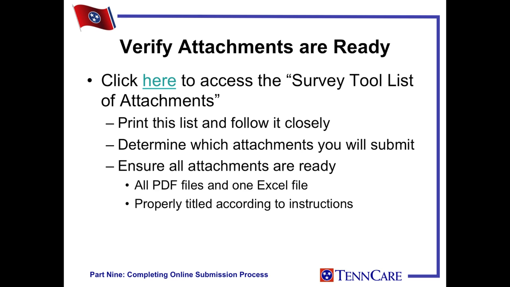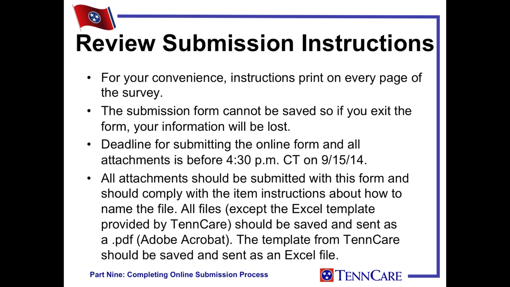Got to be in that PDF format with the exception of that one Excel staffing file. Make sure they're properly titled according to the instructions. Well, what if you only have 3 attachments? Should they be labeled 1, 2, 3? No, unless they are for item 1, item 2, and item 3. If not, they should be attachment number 3, 11, and 17. So you really want to make sure that they are properly titled according to the instructions that we've given you here in sections 4 through 8.